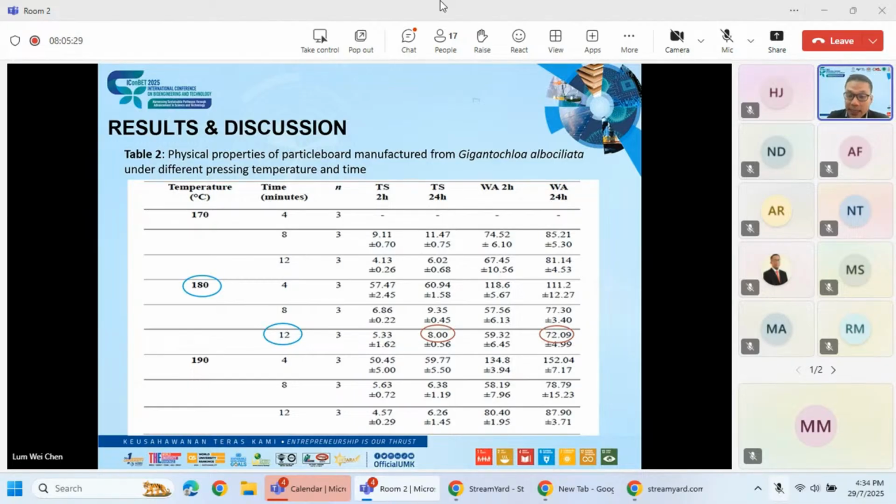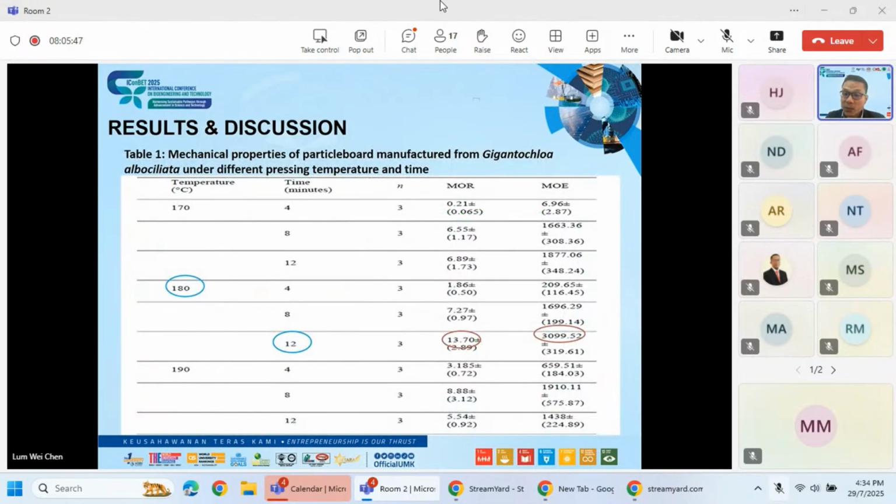So if you see here, even though this is not the lowest, the lowest thickness swelling and water absorption are produced by a lower pressing condition. But if you see the corresponding mechanical properties, the MOR for the lowest thickness swelling is very low, which is just 5, and that doesn't meet the standards. All right, so that's the reason we choose 180 degrees Celsius and 12 minutes as the optimal pressing parameter.